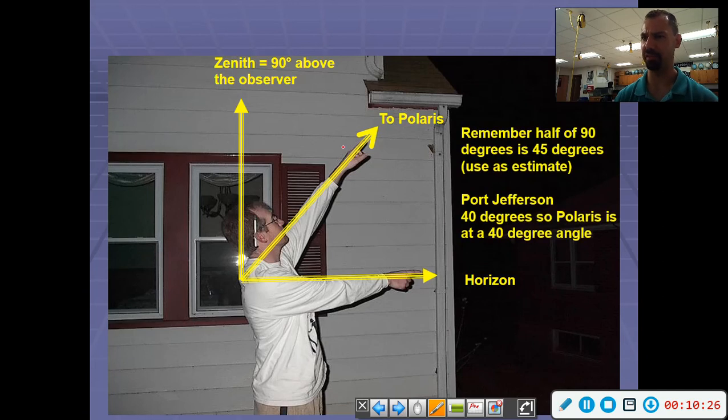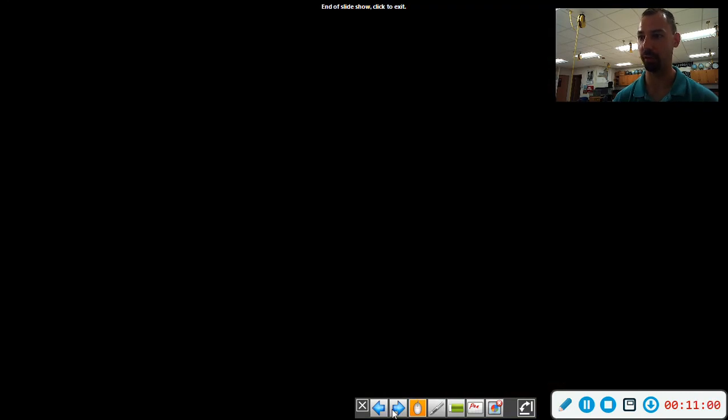So this person is approximately 40 degrees, 5 degrees here. Port Jefferson, our area, we're about 40 degrees latitude. So if you actually look for Polaris, it's going to be 40 degrees above the horizon. Horizon, remember, is your eye level, every direction. If you were on the water, obviously it would be where the water meets the sky. We measure from that all the way up to the star, and it would be 40 degrees above the horizon. So Port Jefferson is 40 degrees north latitude.